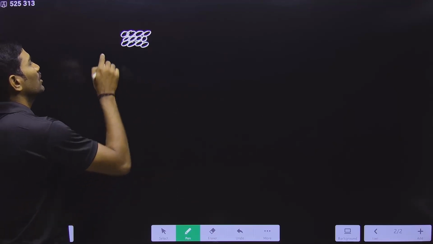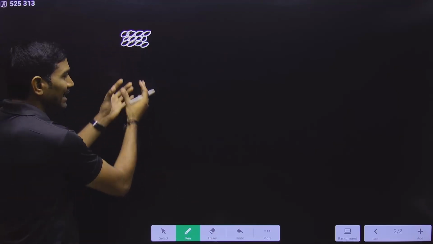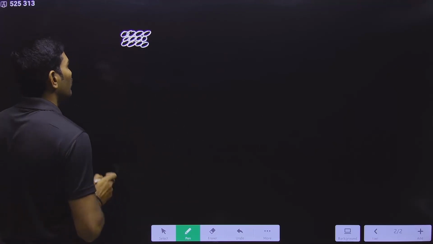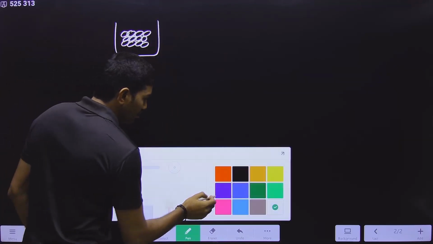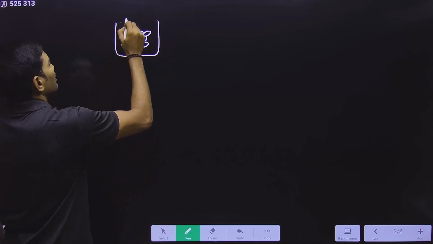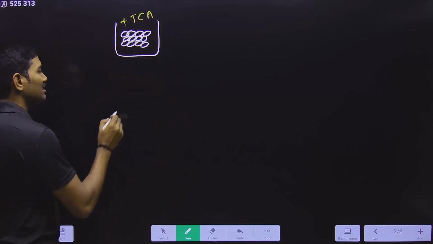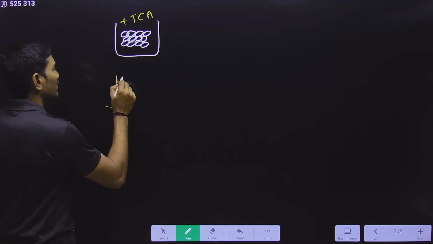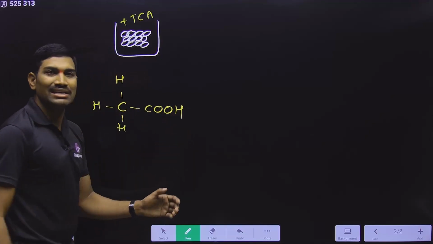Now what we need to do? We need to break the cells so that we can extract the components. So here what we are doing, we are taking this particular tissue in a beaker, and to this we are adding an acid. What is that acid? It is trichloroacetic acid. What is normal acetic acid? CH3COOH is called acetic acid.